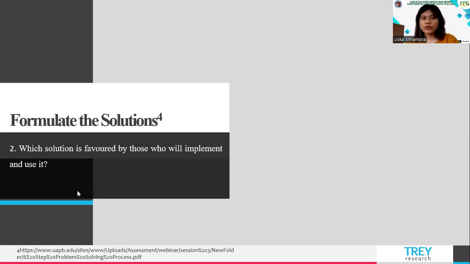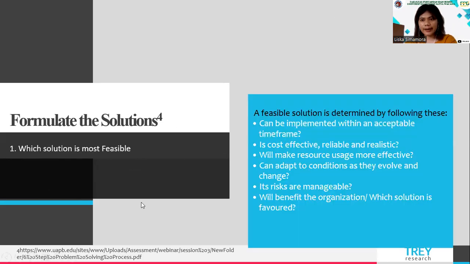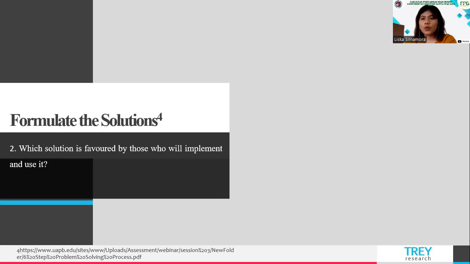So why do they say which solution is favored? Because when you try to formulate the solution based on the variables you have identified, it's common that we find some solutions that look feasible. But we have to consider which solution is the most acceptable for implementers and for the users.